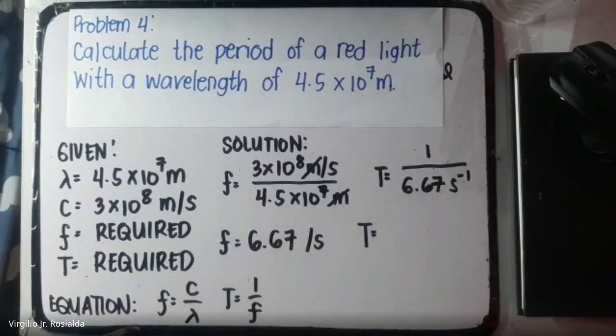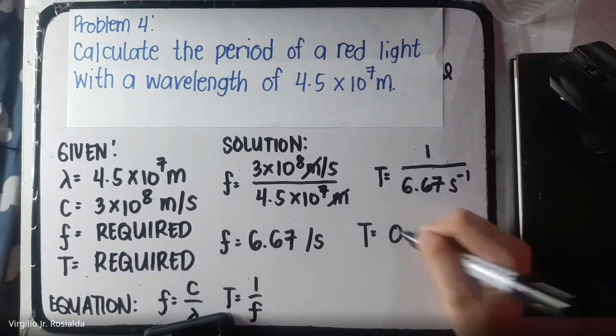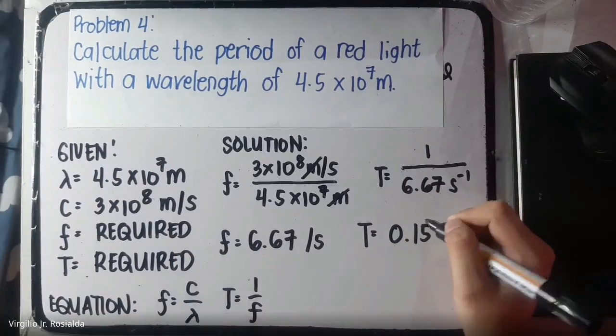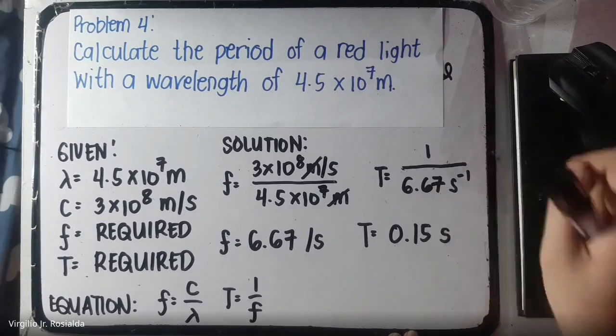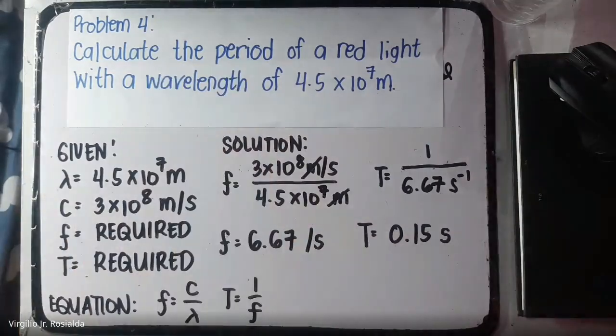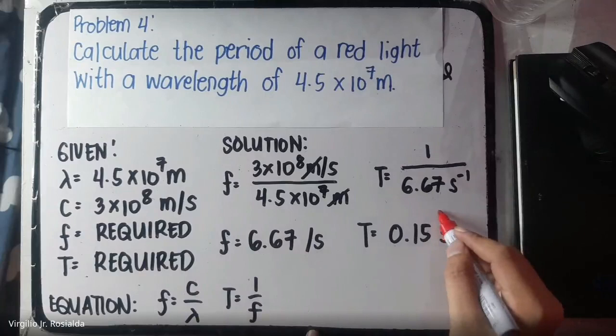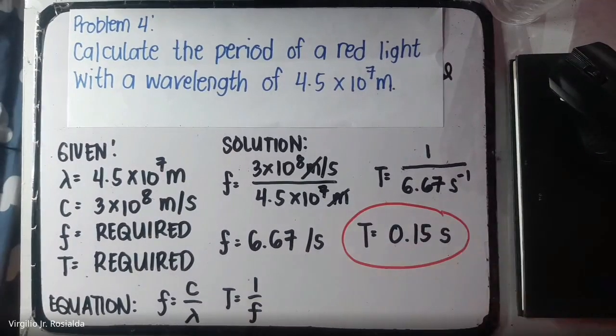Wait, wala ba tong times 10 raised to 3? Let me check lang. 4.5. Wala. So 6.67 lang talaga siya. So 1 divided by 6.67, that will give you an answer of 0.15. Two decimal places rounded off, seconds na lang. Okay. Kasi s negative 1 siya. So pag kinuha natin period, that will become seconds na lang. Okay? So that is the unit for time. So this is now our period. Yan yung answer natin sa problem number 4 natin.